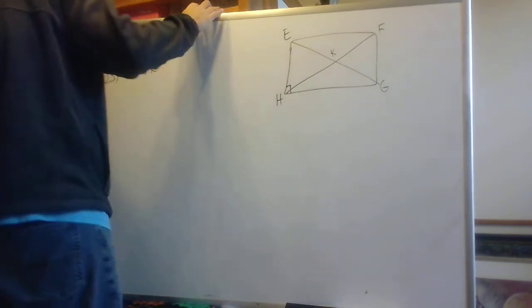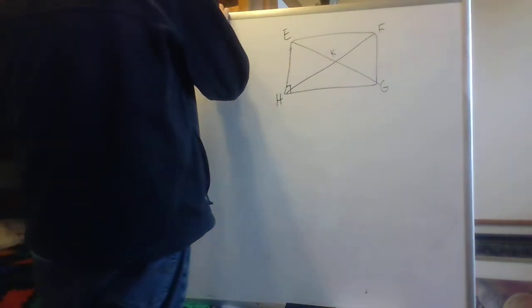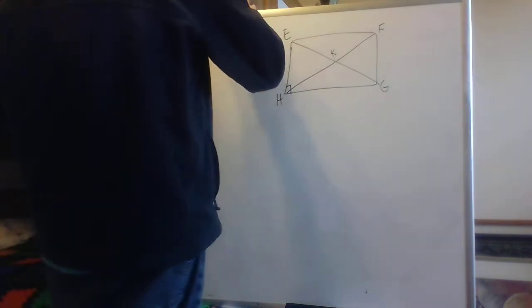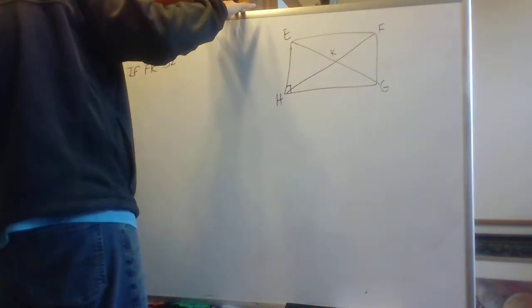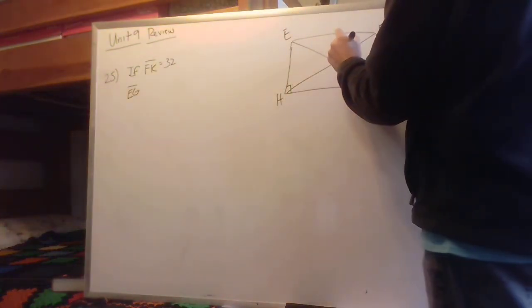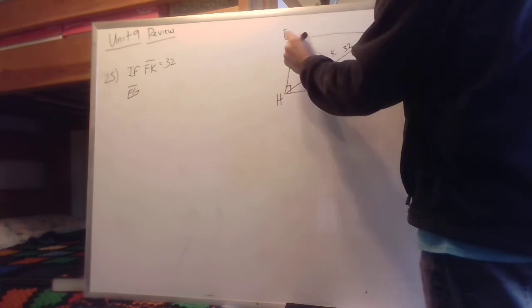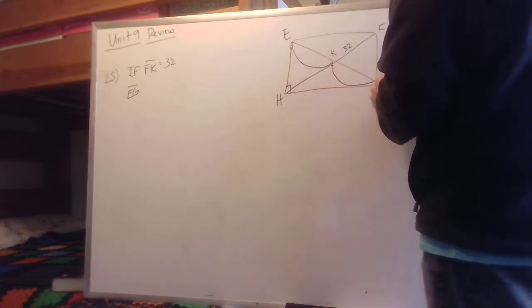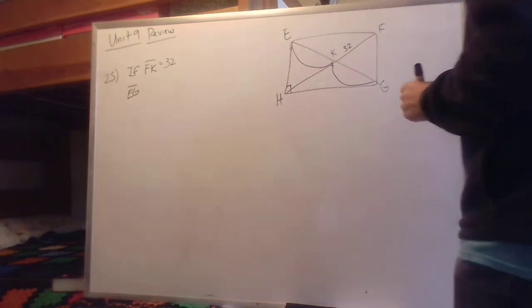So essentially for 25 it says if FK is equal to 32, find EG. So it says FK is equal to 32, so right here, and then it wants to find EG, that entire length.